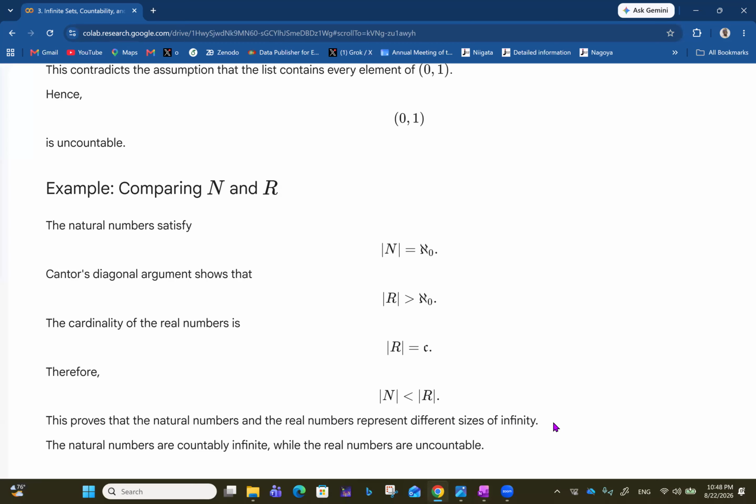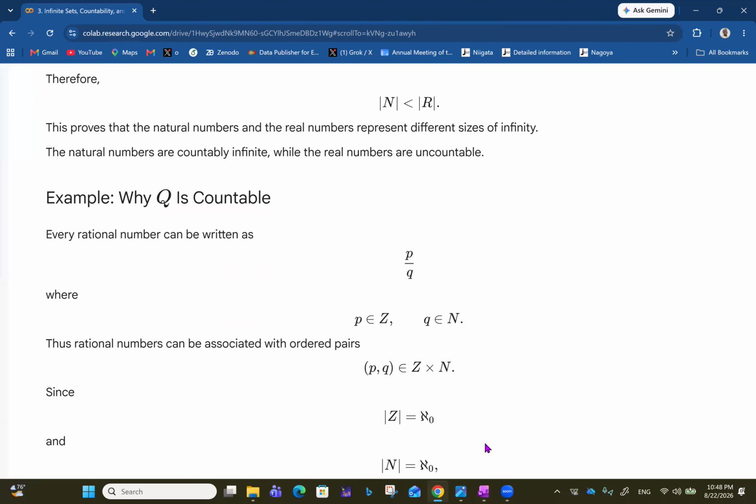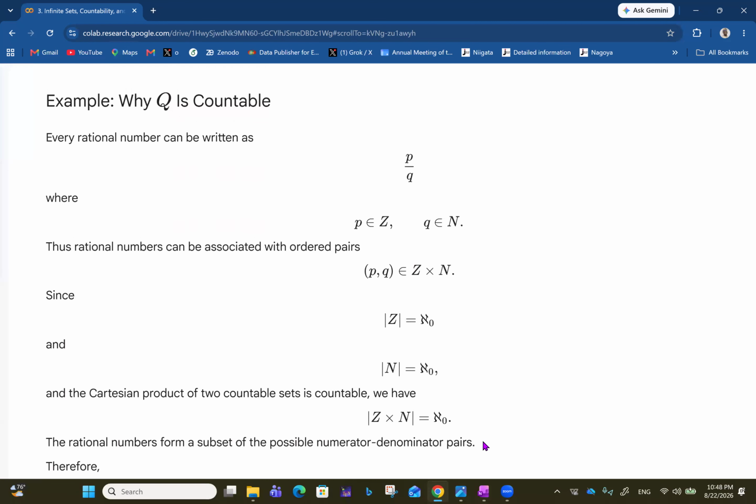They are both infinite sets, but real numbers is more infinite than natural numbers. So the natural numbers are countably infinite, while the real numbers are uncountable. Then we have why Q is countable. Every rational number can be written as p over q, where p is an integer and q is natural. Thus, rational numbers can be associated with ordered pairs. So we have (p, q) belonging to Z × N.